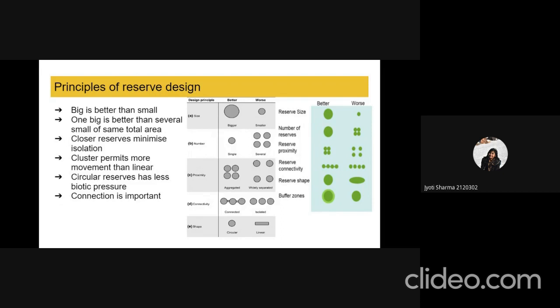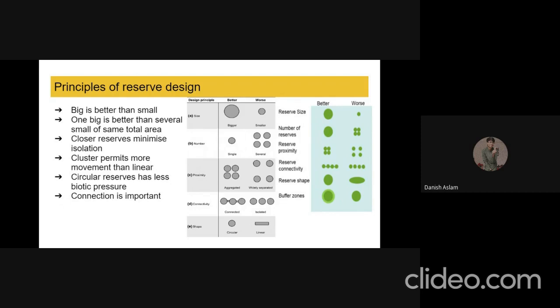Then third is closer reserves minimize isolation. So proximity. If we have four fragmented regions, then these regions should be closer to each other, not far apart. Why is the proximity very important for us, Danish? It is also the case of the connectivity, right? As Deep said, the important factor is the connectivity.